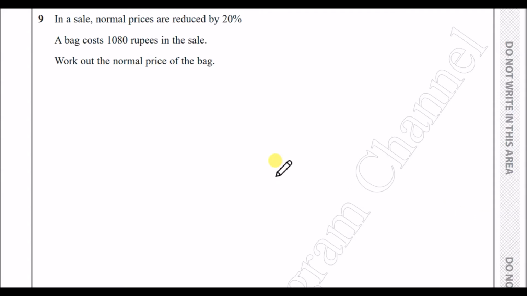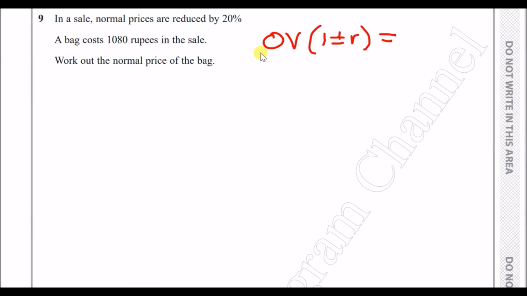Now, number 9. In a sale, normal prices are reduced by 20%. Okay, so for these kinds of questions, I already know what they're asking. You should always have the original value, and it's always multiplied by some multiplier, so 1 plus or minus a rate, and it gives us a new value. OV is the original value, in other words, the normal price. NV is the new value, which in this case is going to be the sale price.